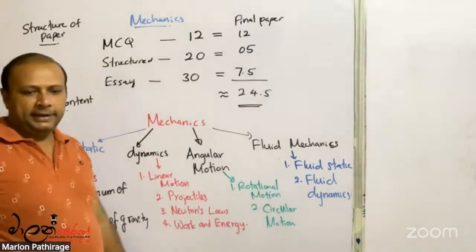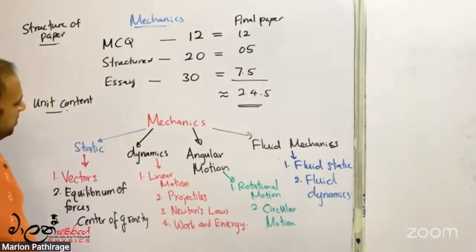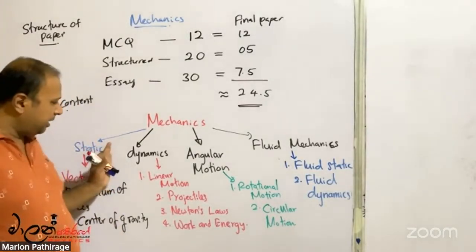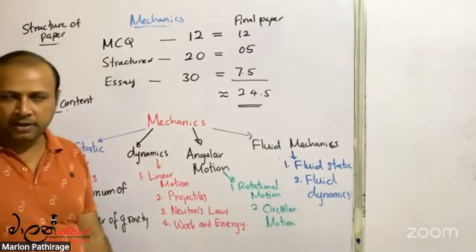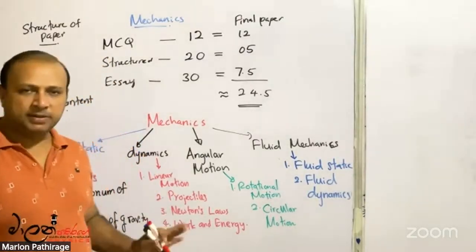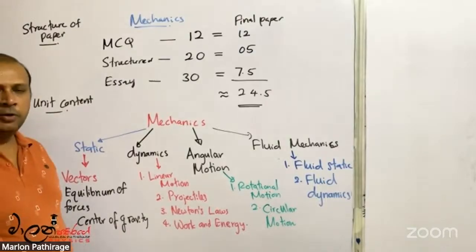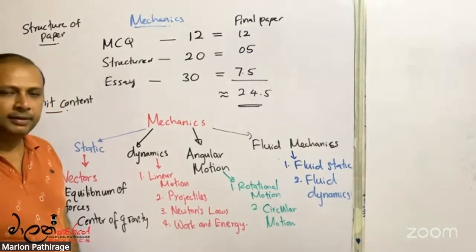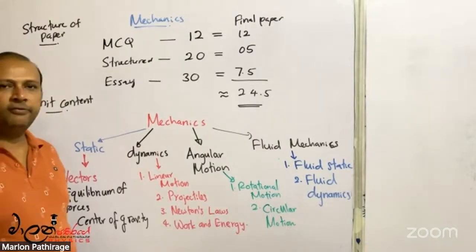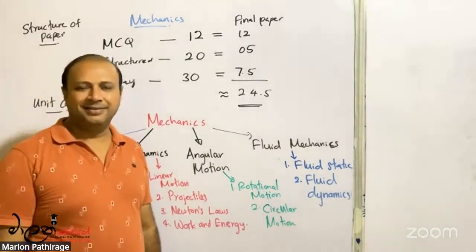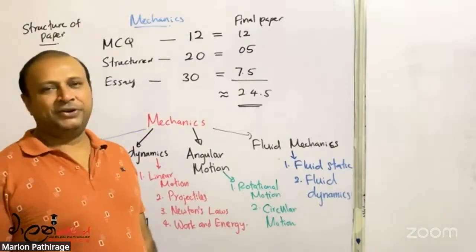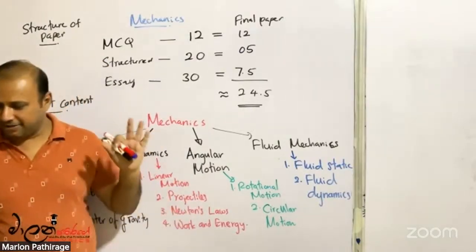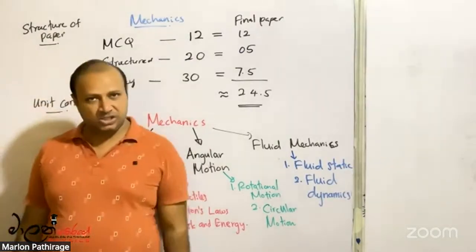Then, in the mechanics program, you have to keep separate books for these four main subunits. You have to maintain a book for statics, a book for dynamics, a book for angular motion, and a book for fluid mechanics separately. Therefore, today you have to write vectors in your statics book.